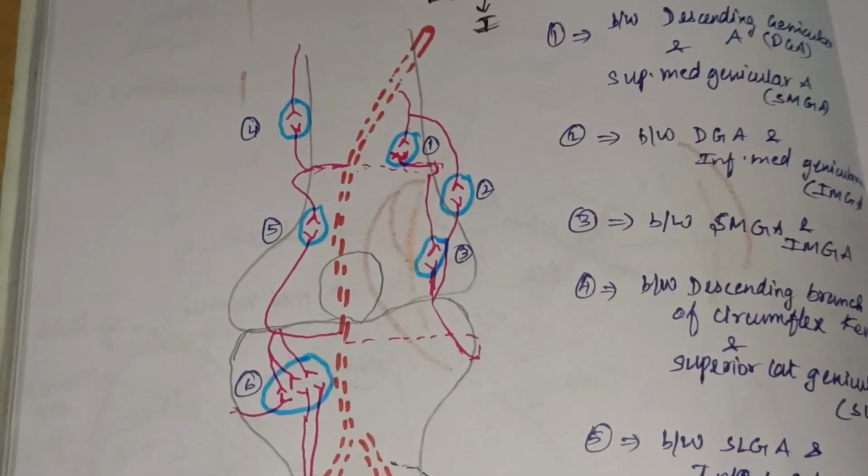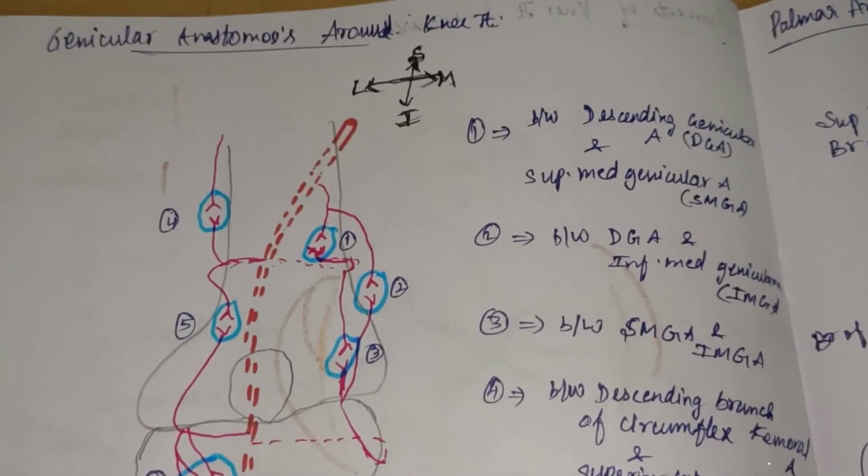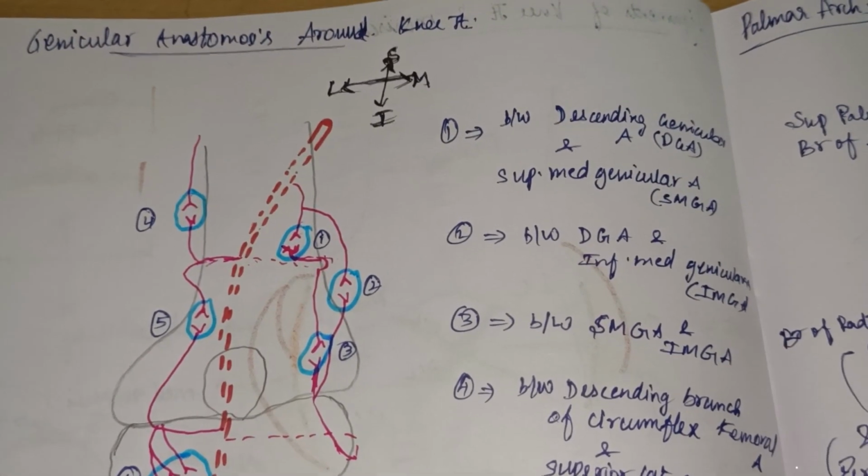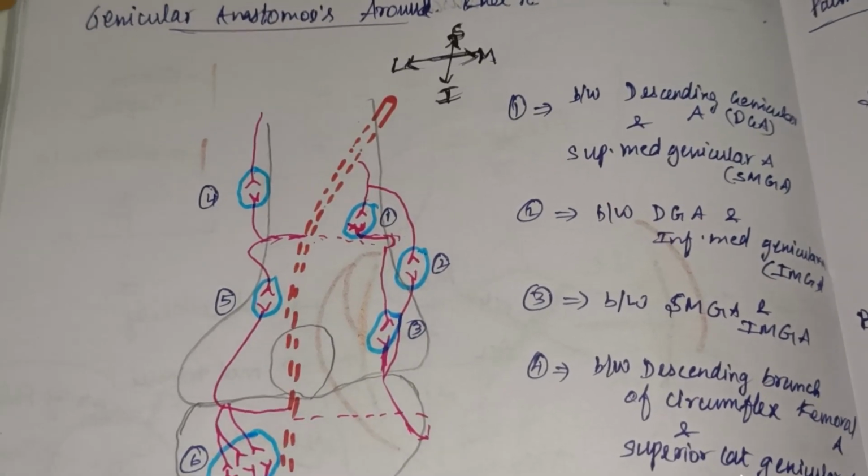So in this video we have clearly learnt about the genicular anastomosis around the knee joint or anastomosis around the back of the thigh clearly.